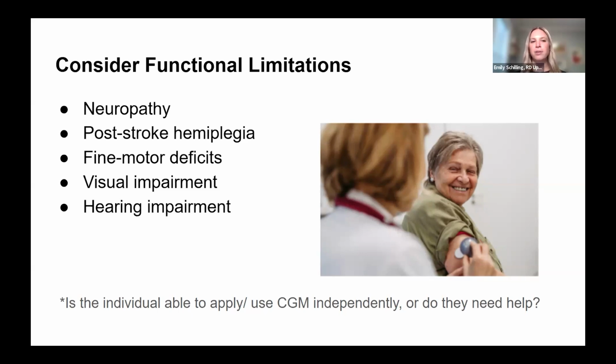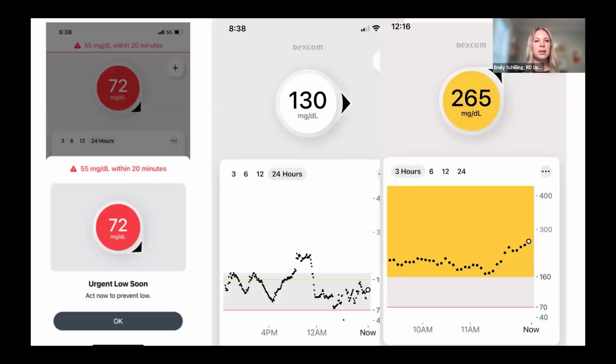When we are thinking about functional limitations, we also want to consider if the individual has any visual impairment that might impair their ability to read the numbers on the screen or to apply the CGM sensor itself. And we also want to be mindful of any hearing impairment that could impact someone's ability to hear the high or low glucose alarms and participate in education about it.